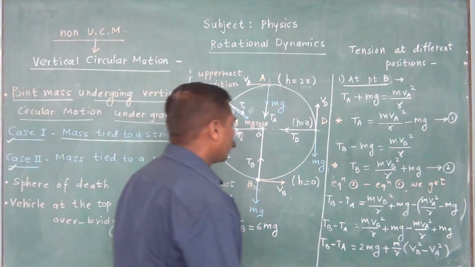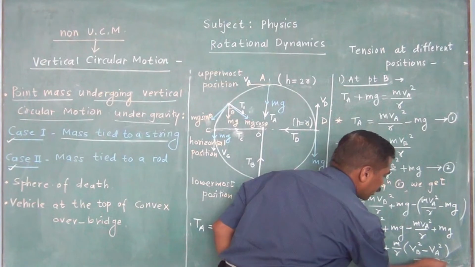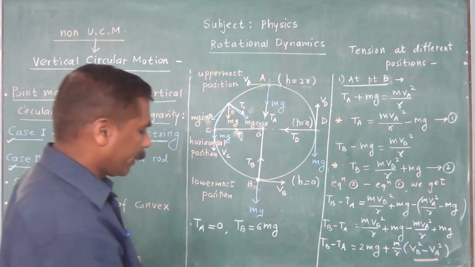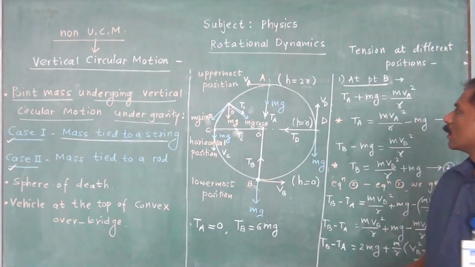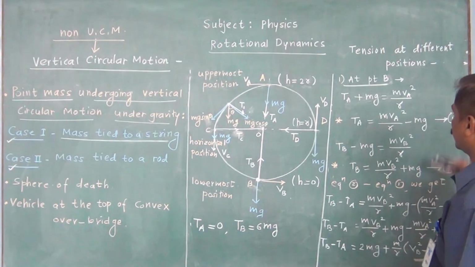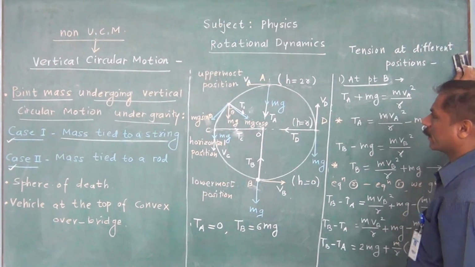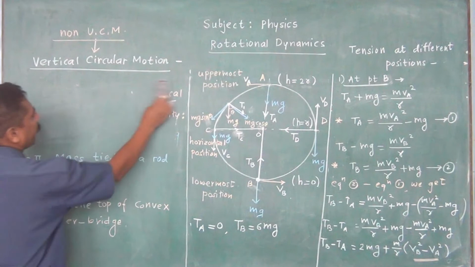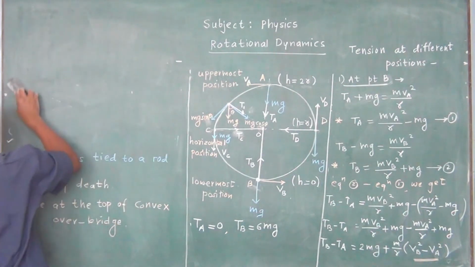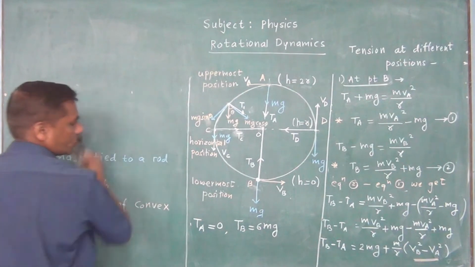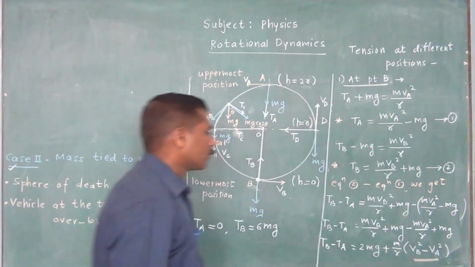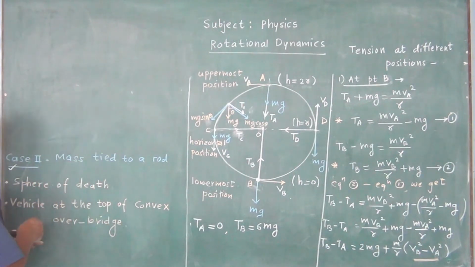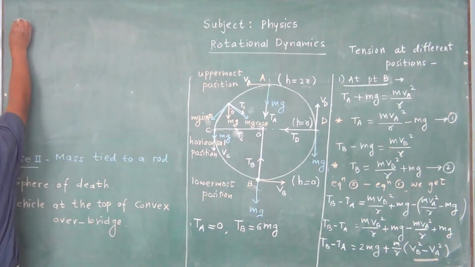Now here we want to find out the value of vb square minus va square. How can we find this? That is with the help of the law of conservation of energy. If we use the law of conservation of energy, then you will find the value of these two. We are thinking about the two positions, uppermost and lowermost, so we can use the law of conservation of energy.